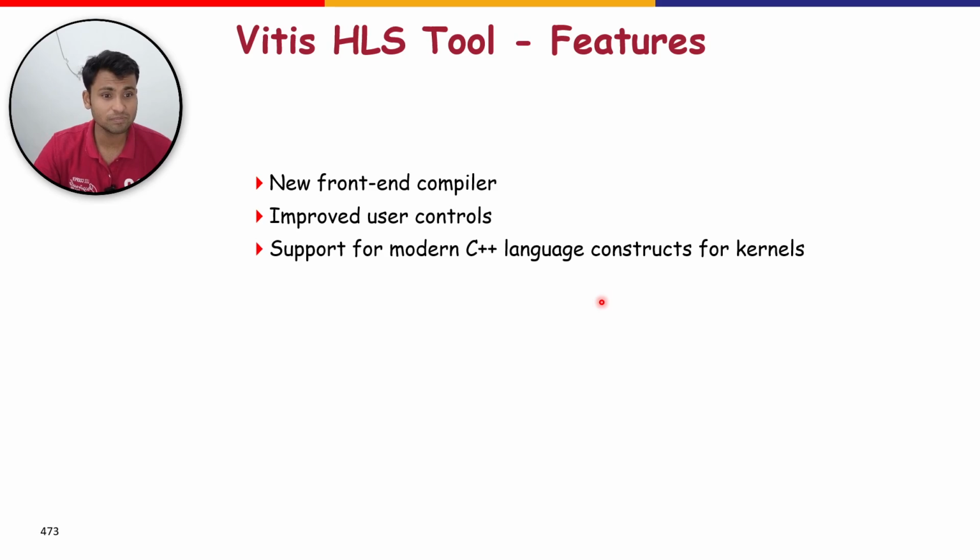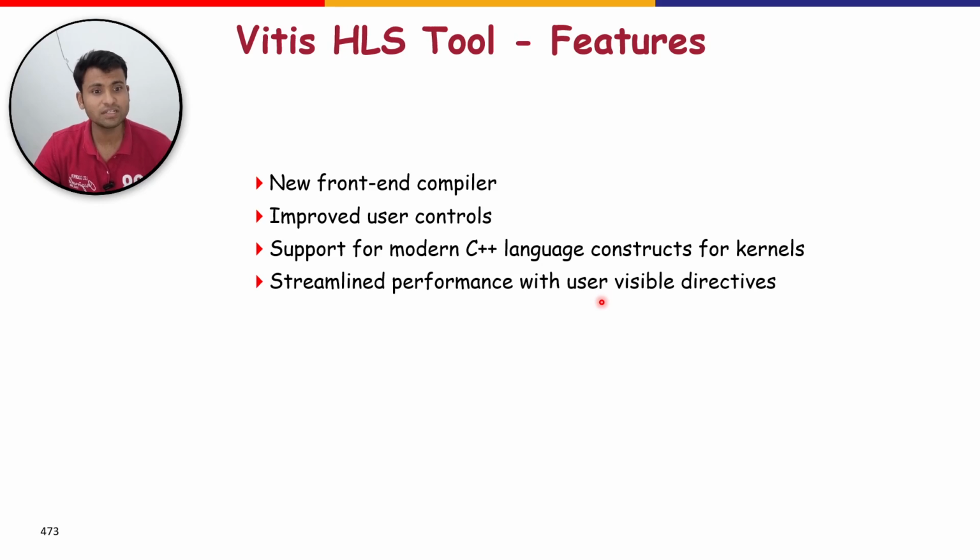It supports modern C++ language constructs for kernels, allowing more flexible coding style, like cast struct to arrays or cast pointer to struct, for interfacing with the host to remedy scenarios not covered by the Vivado HLS tool previously. It provides user visible directives to streamline and improve performance. For example, the resource pragma is simplified while adapting it to the most recent architectural needs of UltraRAM and DSP blocks in Versal devices or even in the Zynq MPSoC devices.